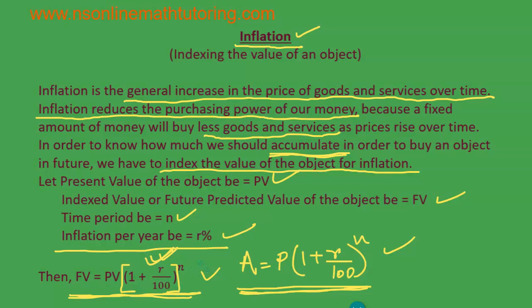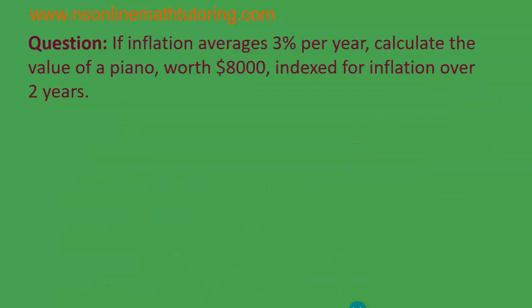So now let us solve a few questions to understand this formula better. If inflation averages 3% per year, calculate the value of a piano worth $8,000 indexed for inflation over 2 years. So, the inflation rate is 3% per year. The present value of the piano is 8,000 and what will be the indexed value or the future value of the piano after 2 years. So let's start with our answer.